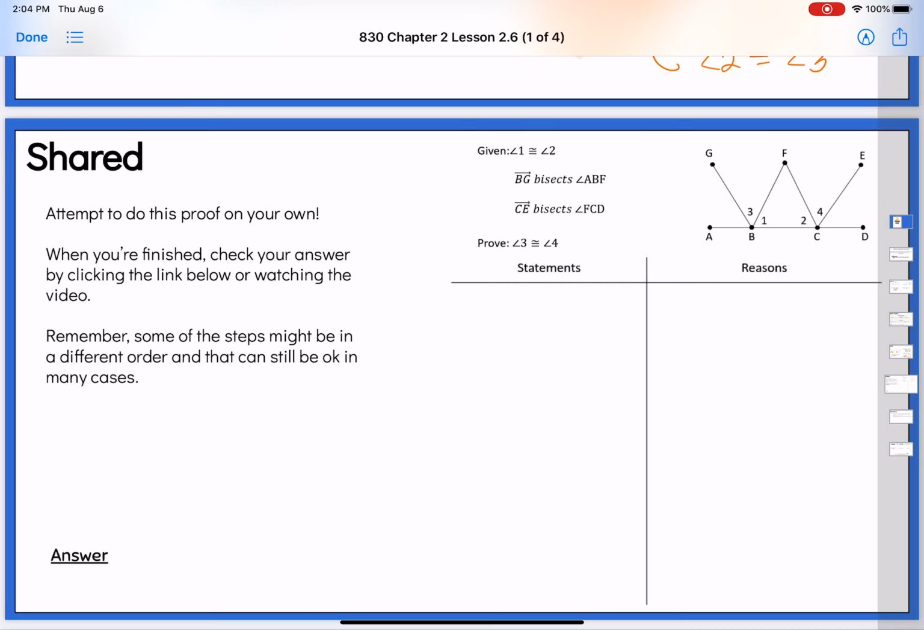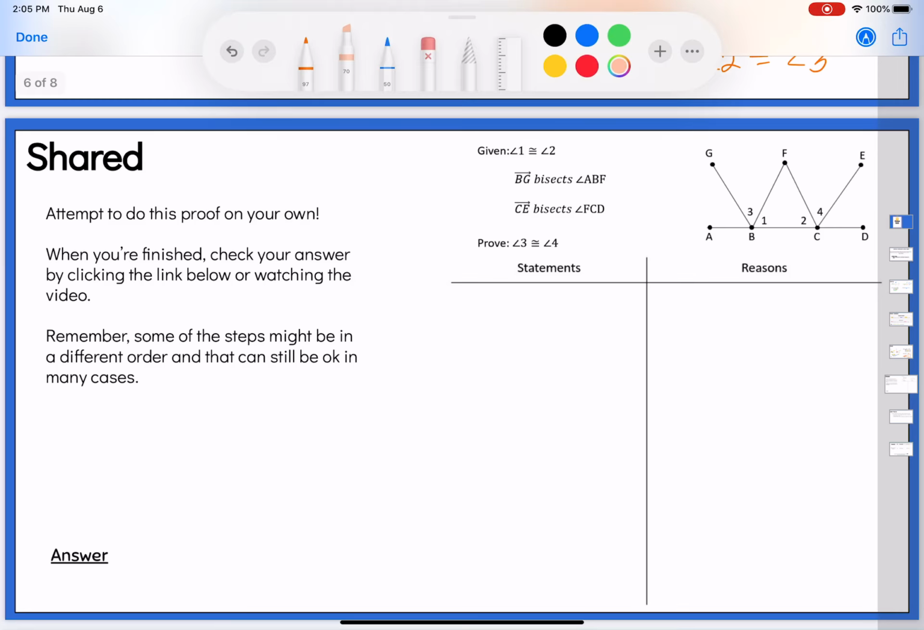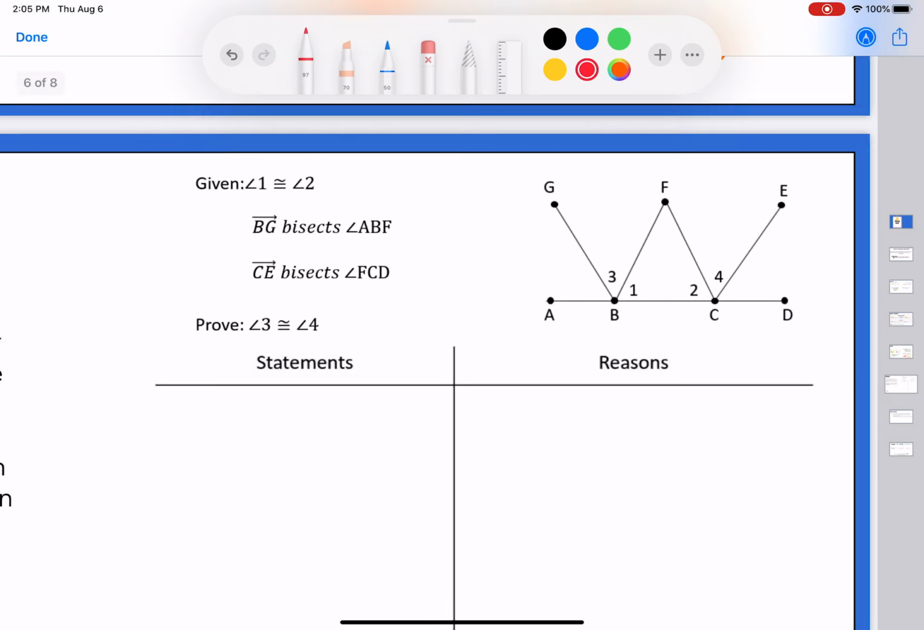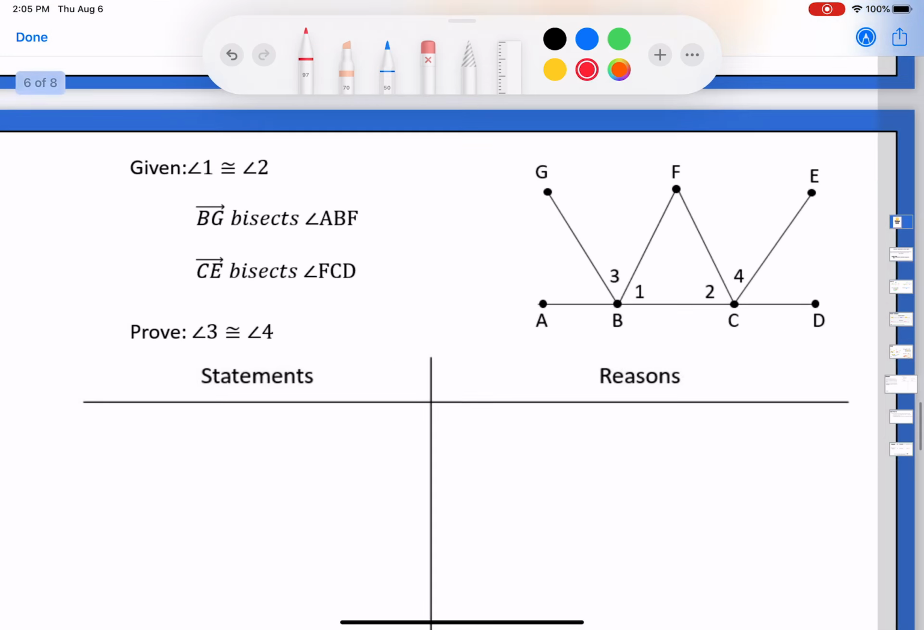Really look at that picture, make a plan, mark it up a little bit, and then start writing out your proof. You can check your answer by clicking on that link down at the bottom, or you could watch the video. I'm going to do it here in a little bit, but why don't you pause and see what you can do with your proof. Okay, I'm going to zoom in a little bit so I really have enough room to write. I might need to scooch over onto a different part.